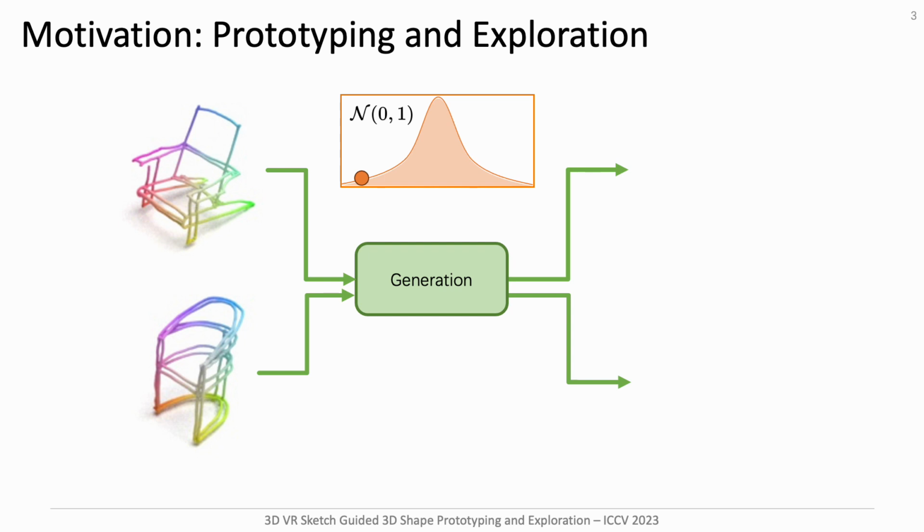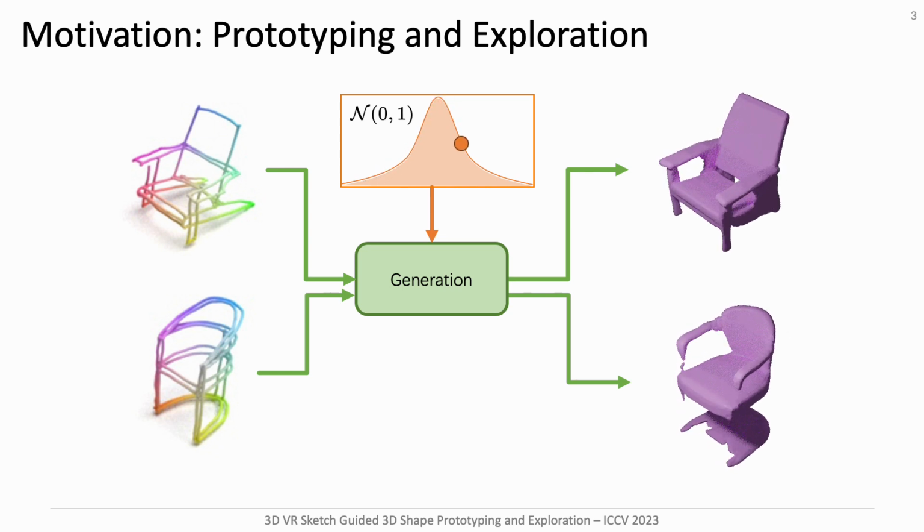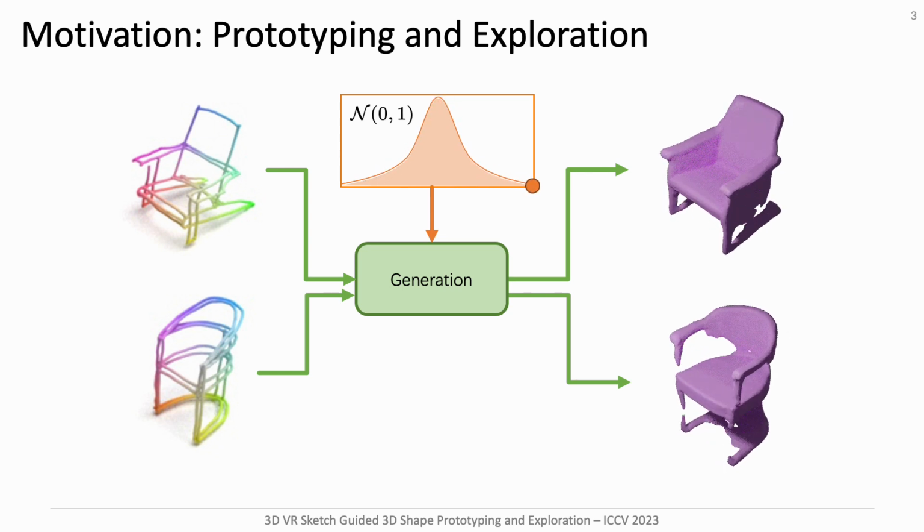Specifically, the network is conditioned on a sketch and a noise vector sampled from unit Gaussian distribution. This setup enables us to sample shapes continuously and interpolate between them.